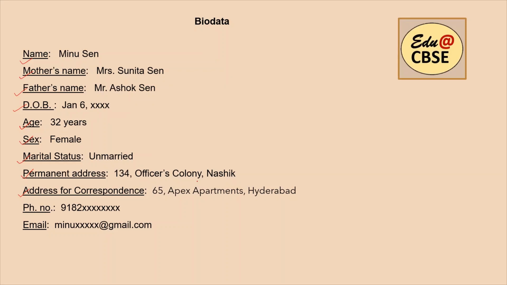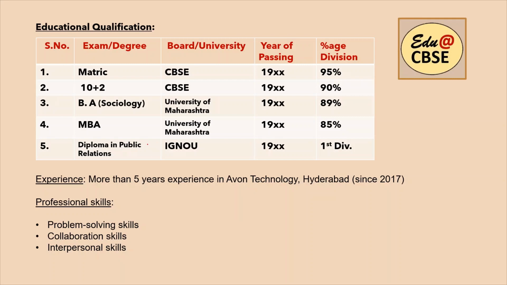So permanent address is of Nasik and correspondence address is where she is working. So phone number and email. So these are the basic things in the beginning. After that, the specifics, they start with educational qualifications.